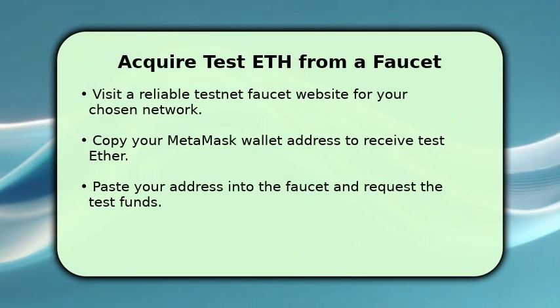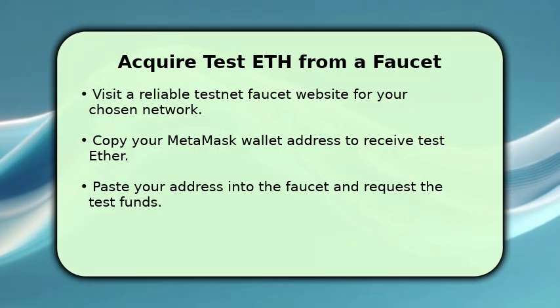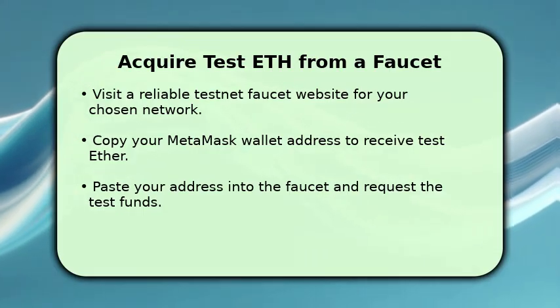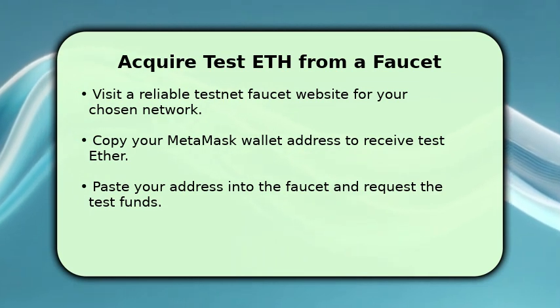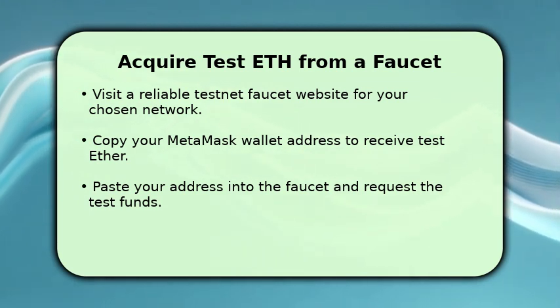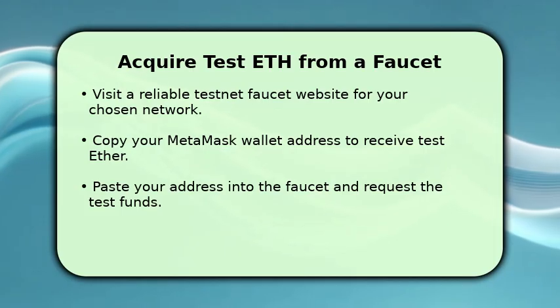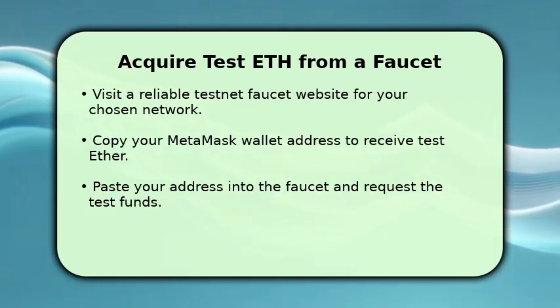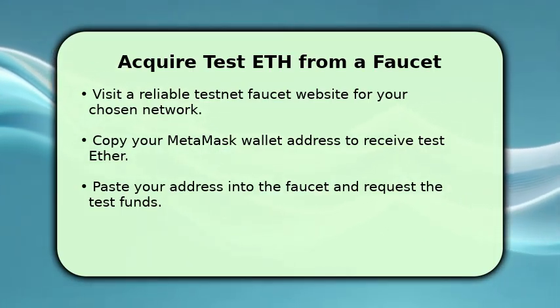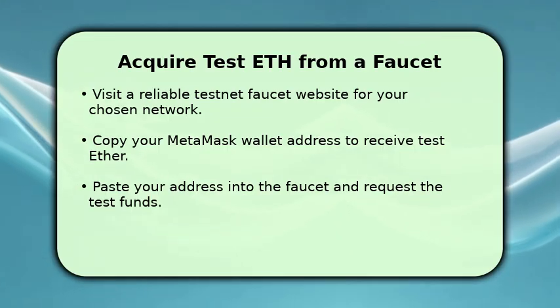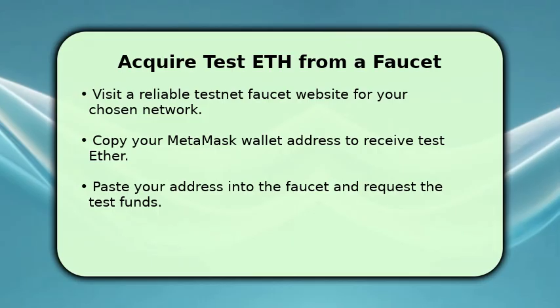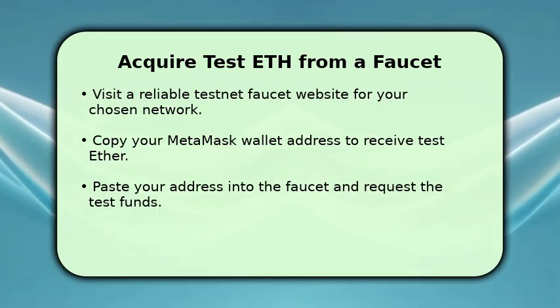Now, to get test Ether, you will need to use a testnet faucet. Search online for a reputable faucet specific to your chosen network, like the Sepolia faucet. Once on the faucet website, copy your MetaMask wallet address by clicking on it in the extension. Paste this address into the designated field on the faucet page and follow the instructions to request your test Ether. Some faucets may require a simple CAPTCHA.